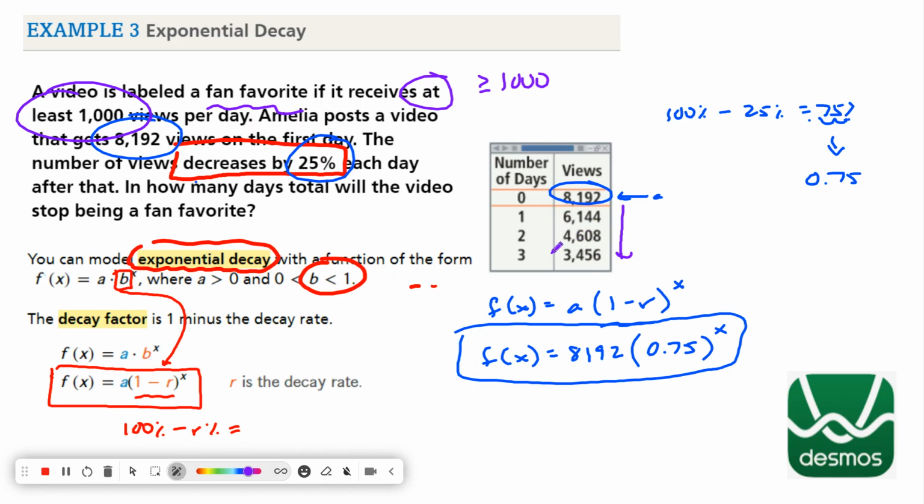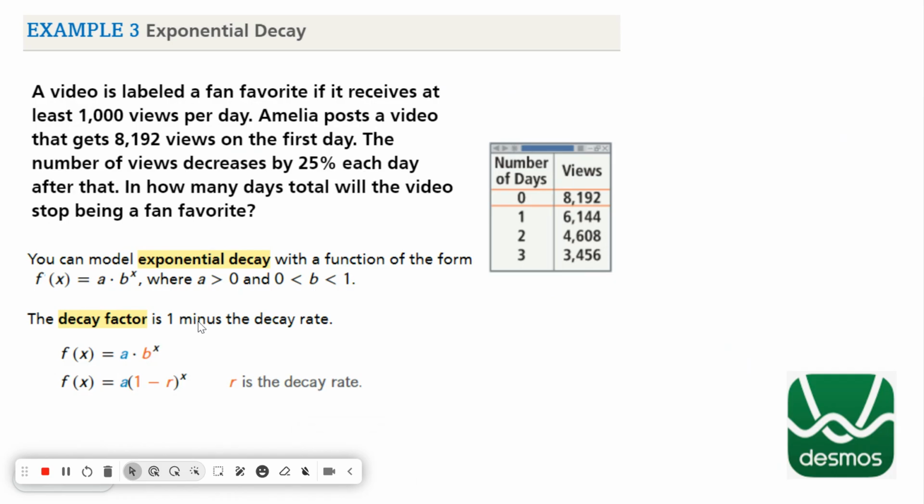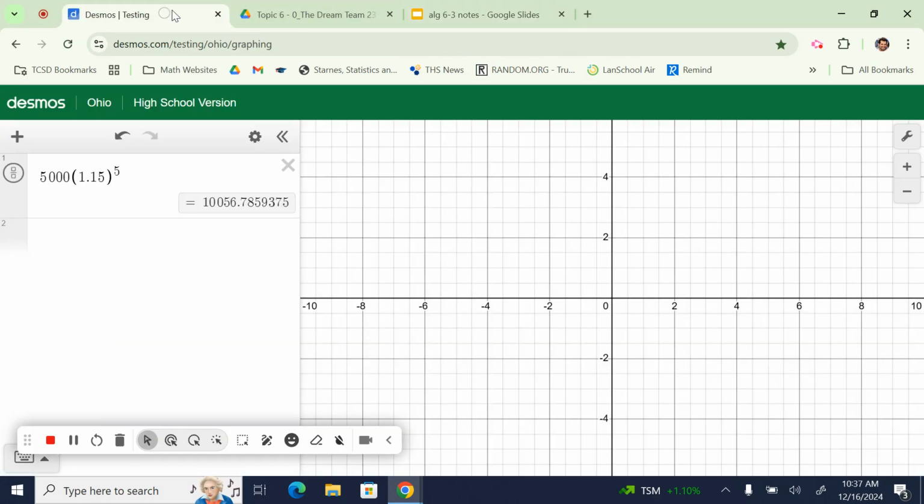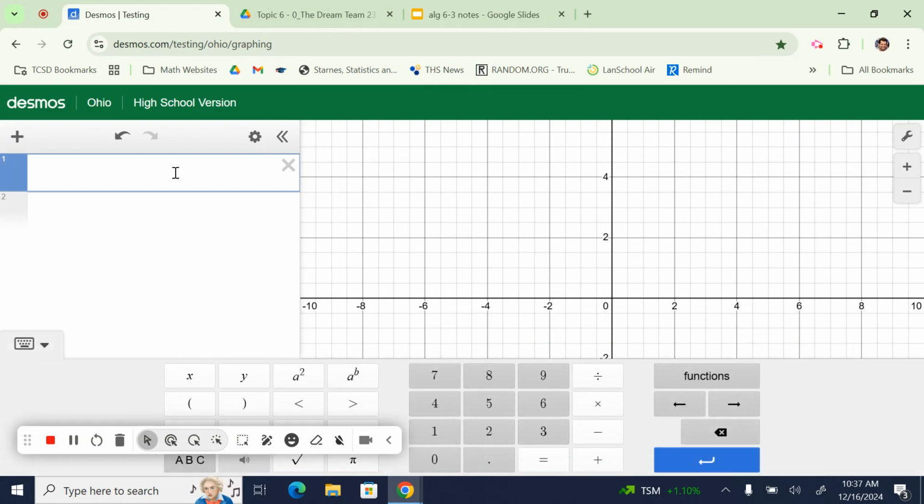Well, to do this, we're going to do a fancy thing in Desmos, right? Now, in Desmos, we need to take this entire function and type it in, okay? All right, so let's do this. As we're doing this, notice that I'm trying to find time. So notice that I'm not plugging in anything for x because I'm trying to look for the time, okay? So 8,192, parentheses 0.75, again, raised to the x.